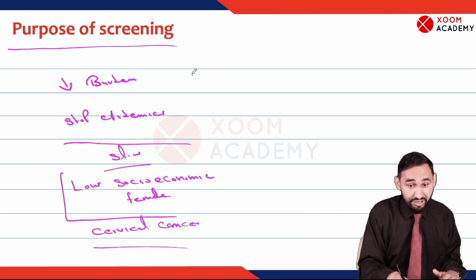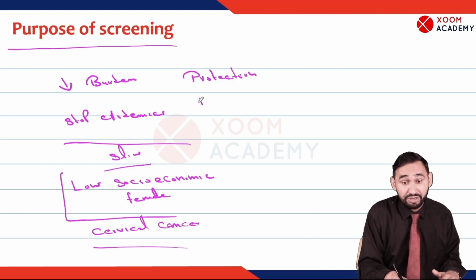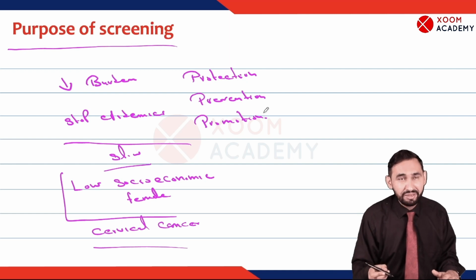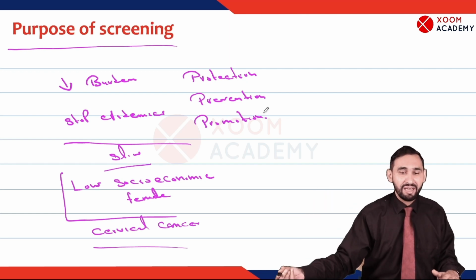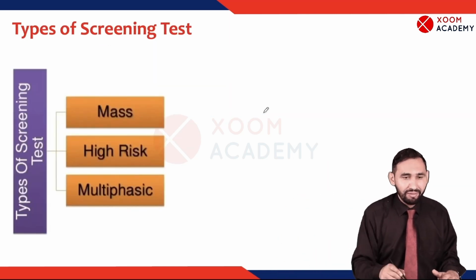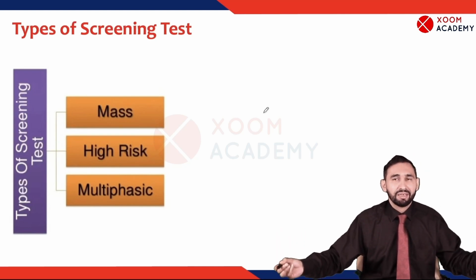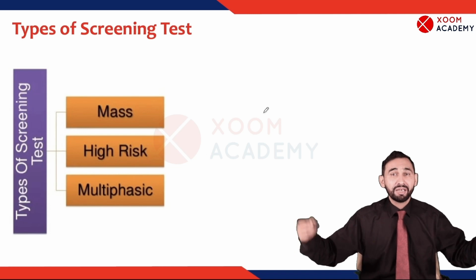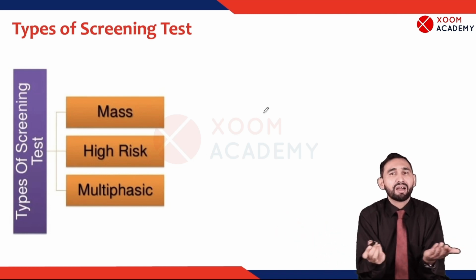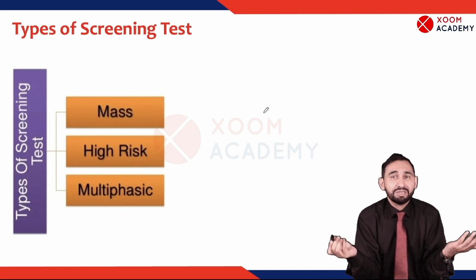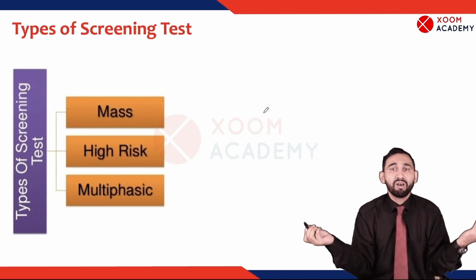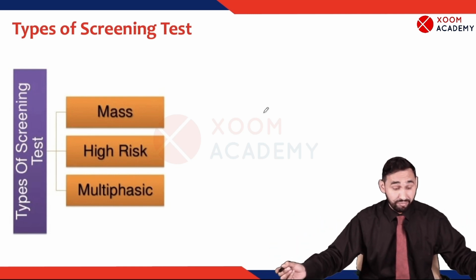You can write protection. You can write prevention. You can write promotion. We will protect them from diseases. We will prevent the diseases, we'll prevent the spread of diseases, and we'll promote the health. What are various types of screening? There are so many types of screening which are applied in different communities in different diseases. We'll apply them according to our scenario, according to our budget, according to our resources, according to our manpower, according to our policy, and according to disease.